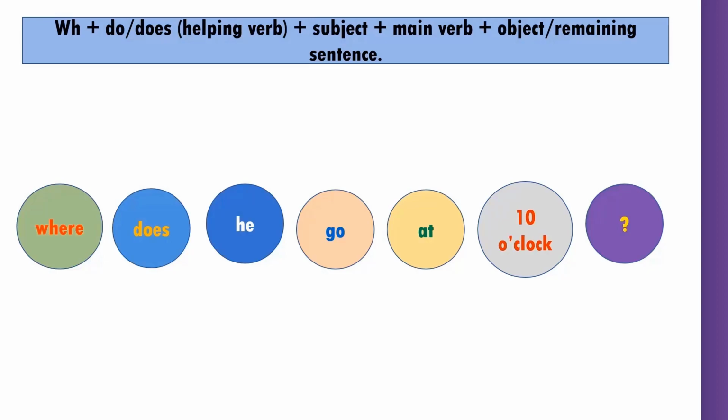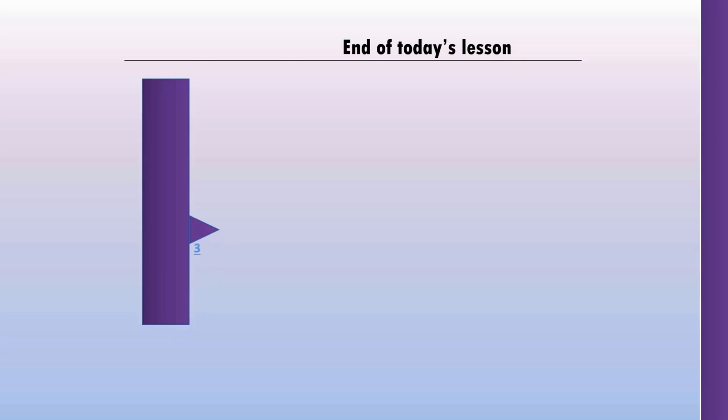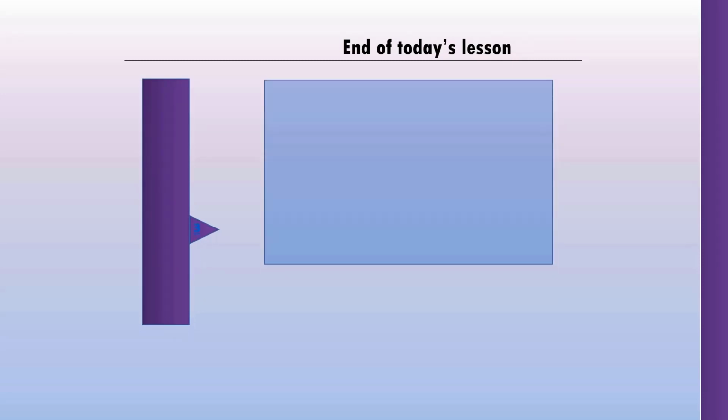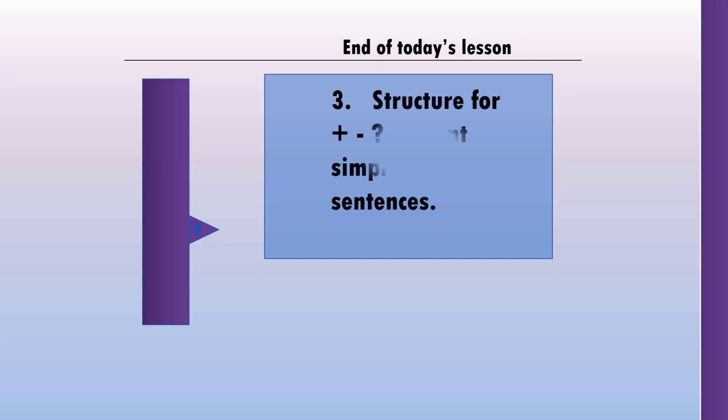Okay, so that's the end of today's lesson. As a summary, in today's lesson, we've completed now outcome 3 of our 5 outcomes. So in outcome 3, we did the structures of positive, negative, and question sentences in the present simple tense. In the next lesson, we will be completing outcome 4 and outcome 5.